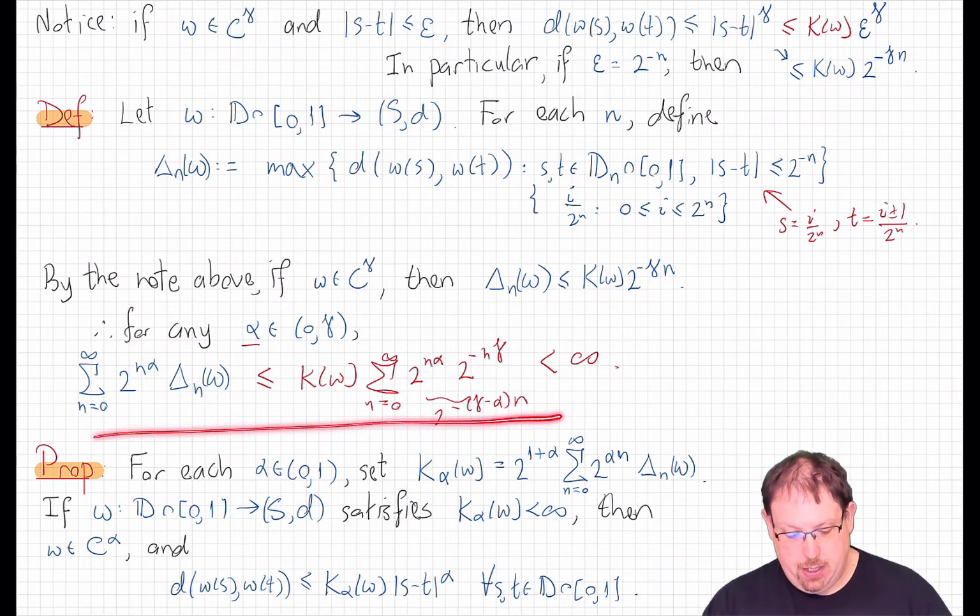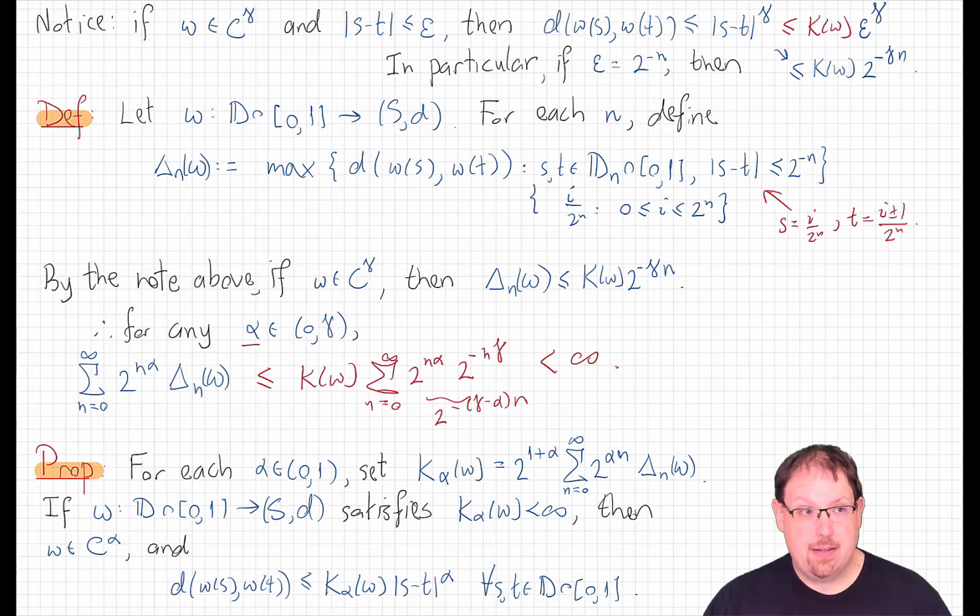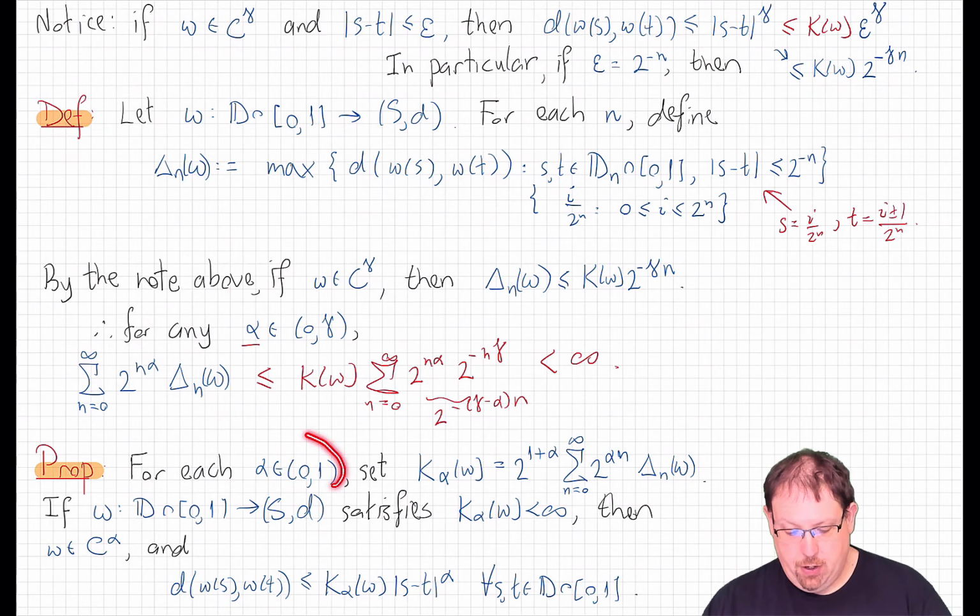Now, the reason that I did that silly little calculation is to note that this condition here actually also characterizes, even sharply at the boundary where gamma equals alpha, membership in C gamma. And here is the proposition, which is going to be our main workhorse for constructing continuous versions of stochastic processes. For any given parameter alpha in the open unit interval, define this constant here associated to each path.